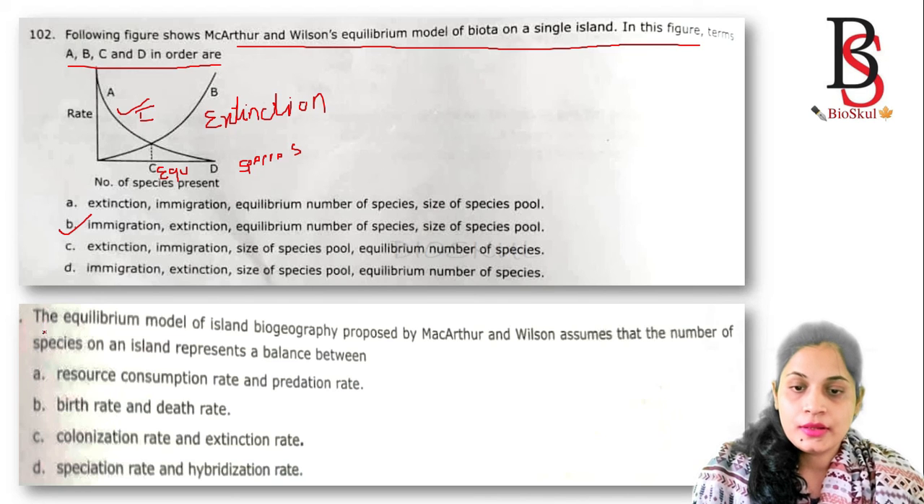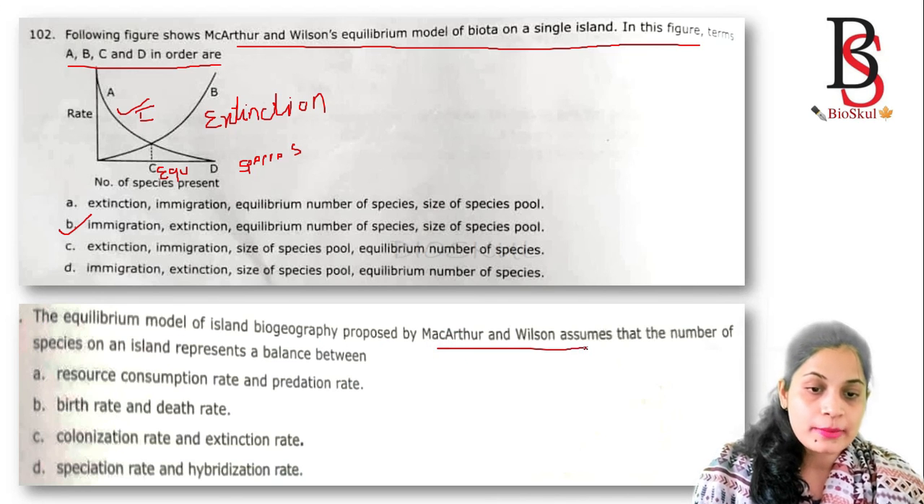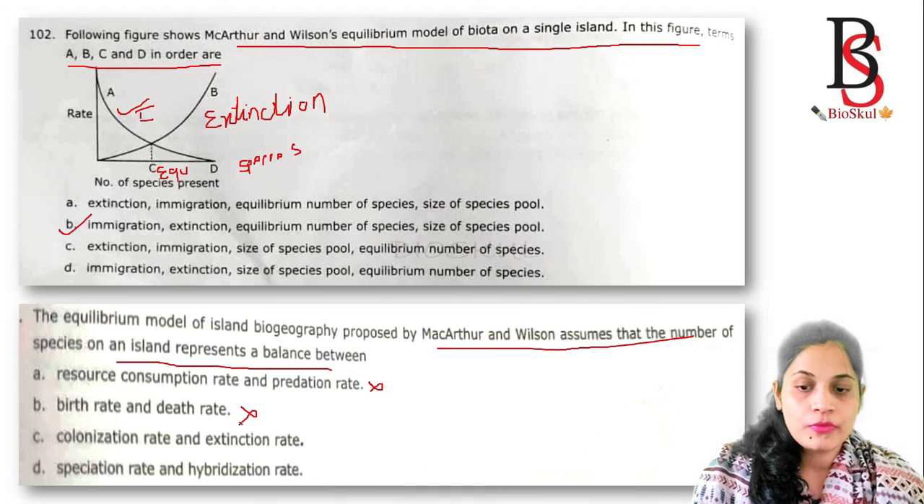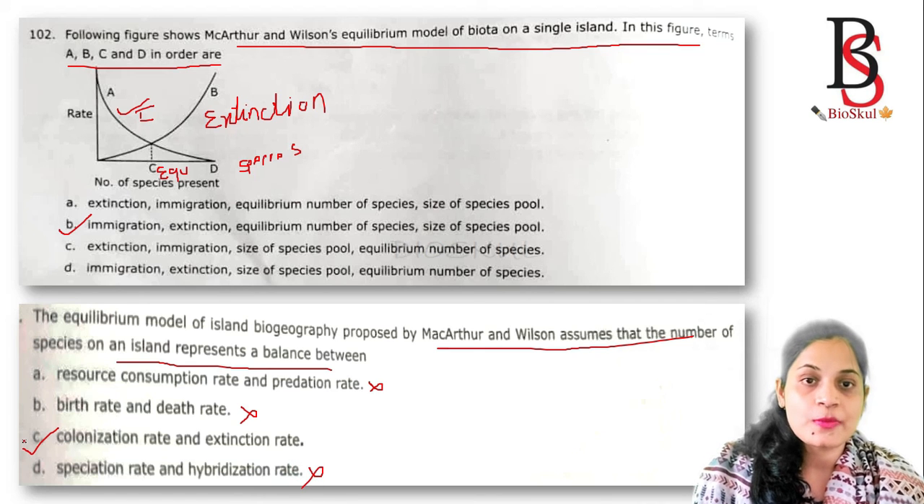Then, the equilibrium model of island biogeography proposed by MacArthur and Wilson assumed that the number of species on an island represents a balance between resource consumption rate and predation rate? No. Birth rate and growth rate? No. It represents the colonization rate and the extinction rate, so option C is correct. Option D, speciation rate and habitation rate, is also wrong. So the correct answer for this question is option C.